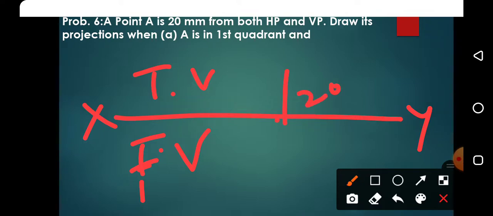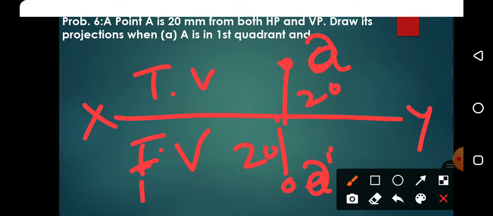above the XY line you will get the top view, always denoted by small a without dash, and the front view is always denoted by small a with dash. It is also at a distance of 20 mm. Okay, this is your solution.